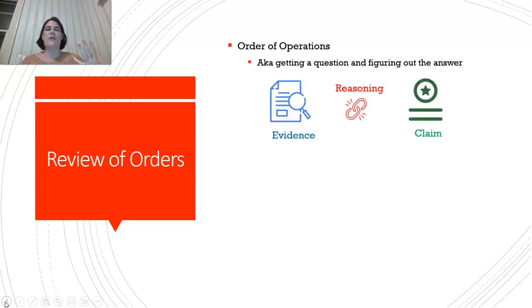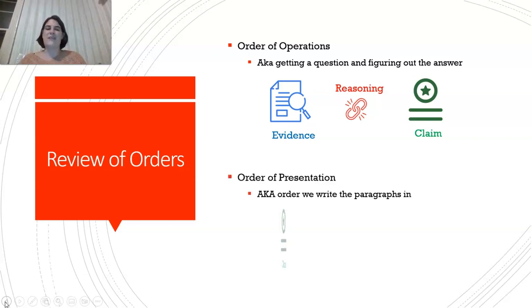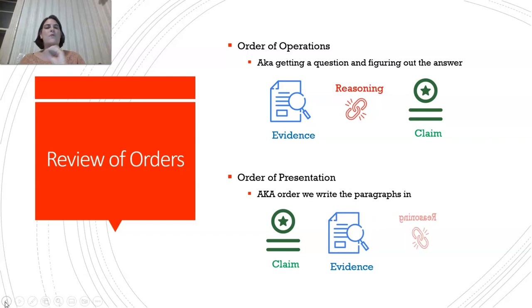We start with our order of operations. So when you are asked a question that you have to figure out the answer, we start by looking at the text and looking at the evidence, seeing what that says, adding our own thoughts and analyzing and trying to put it together, and eventually coming up with our claim, our one-sentence answer to the question. And then we're ready to report that answer back. We do our order of presentation, the way we write our paragraphs, with the claim first, the evidence, and the reasoning in some kind of variation.